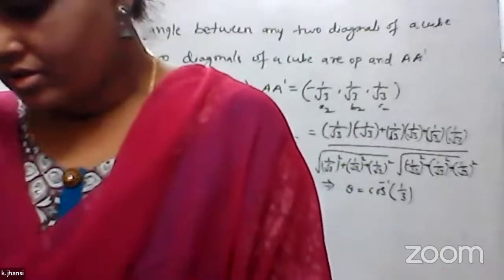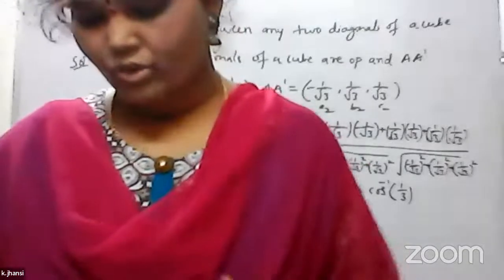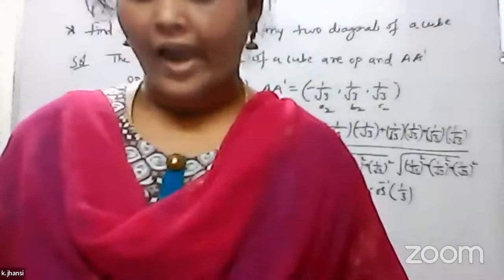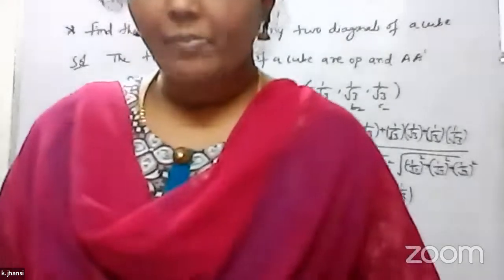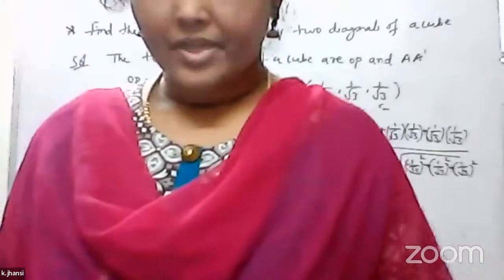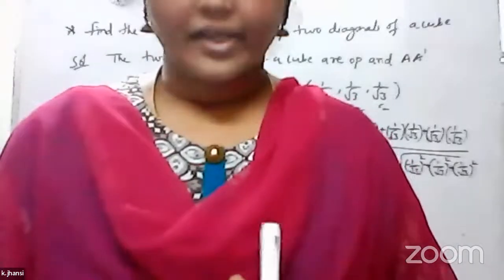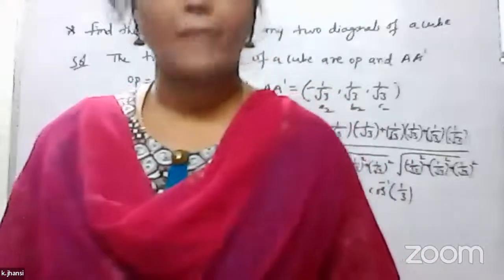Page number 32. If you have the textbook, try to open it and see page number 32. You have to prove that the two lines whose direction cosines are given by the relations AL plus BM plus CN equals 0 and MN plus NL plus LM equals 0. Okay. So when two direction cosine lines are given, you have the condition for perpendicularity and also for parallel.